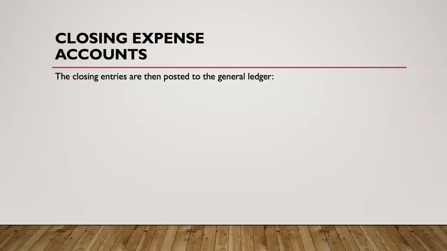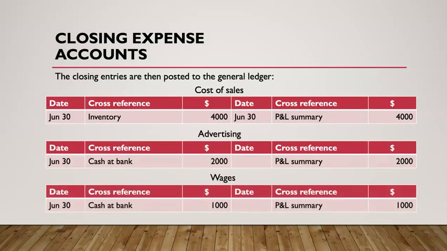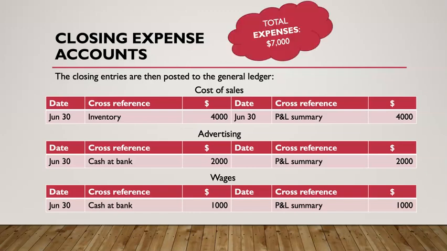The posting will then look like this for all 3 expense accounts. All 3 will now have credits with a cross-reference of P&L summary. And this has meant that if you look at them, they balance out, they have all been made zero. And we now recognize we have total expenses of $7,000 for that period.